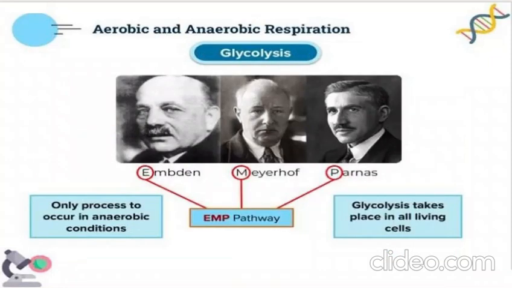Next is the EMP pathway, which is again glycolysis. It can occur in anaerobic conditions, but it can even happen in aerobic conditions. Glycolysis takes place in all living cells. It is known as the EMP pathway because it was worked out by three people: Embden, Meyerhof, and Parnas. So EMP, the name is taken from the first letters.